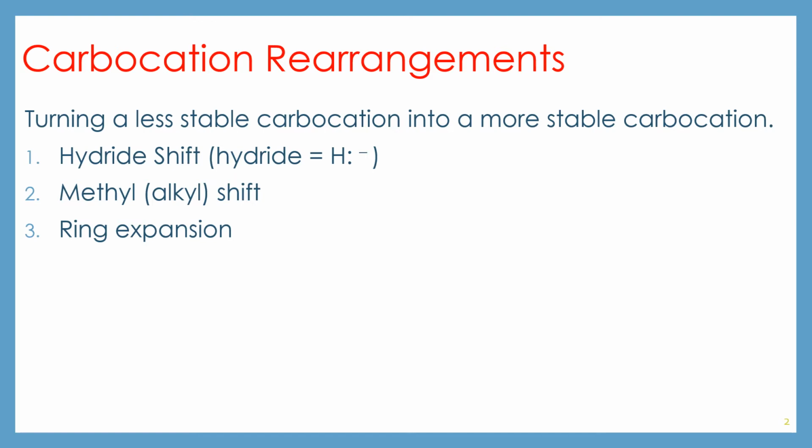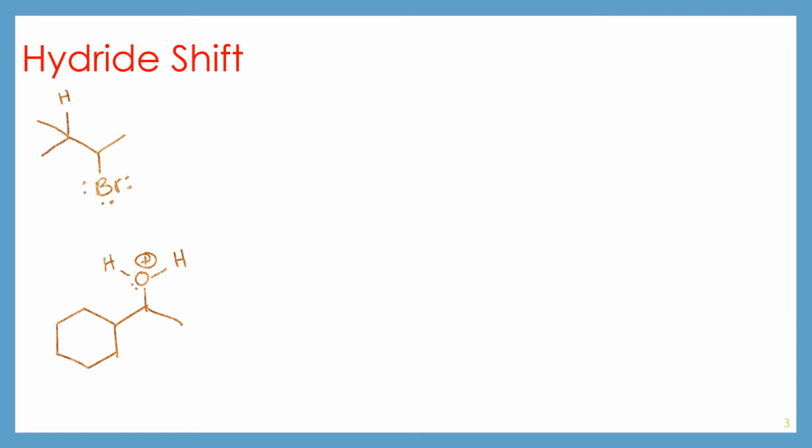The first one, and probably the most common, is the hydride shift. Remember that hydride is equal to a hydrogen atom with an extra electron. The methyl or alkyl shift, and also ring expansions, which are a type of alkyl shift. So first, let's take a look at the hydride shift.